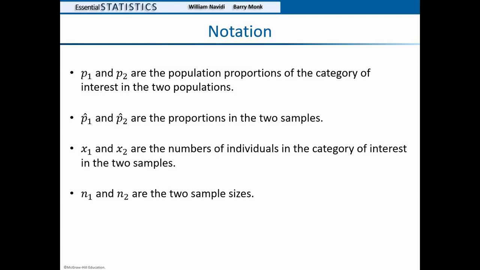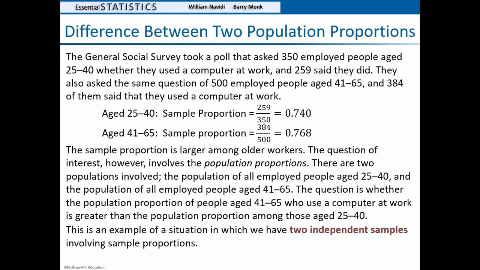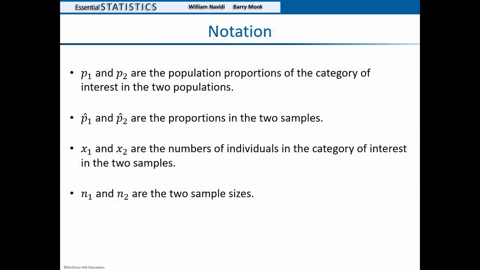Now the X1 and X2 we'll refer to, those are the numbers of individuals in the category of interest in the two samples. So if we go backwards, X1 would be 259, N1 would be 350, X2 would be 384, and then N2 would be 500. And that would make up the P1 hat and the P2 hat once we did the calculations.